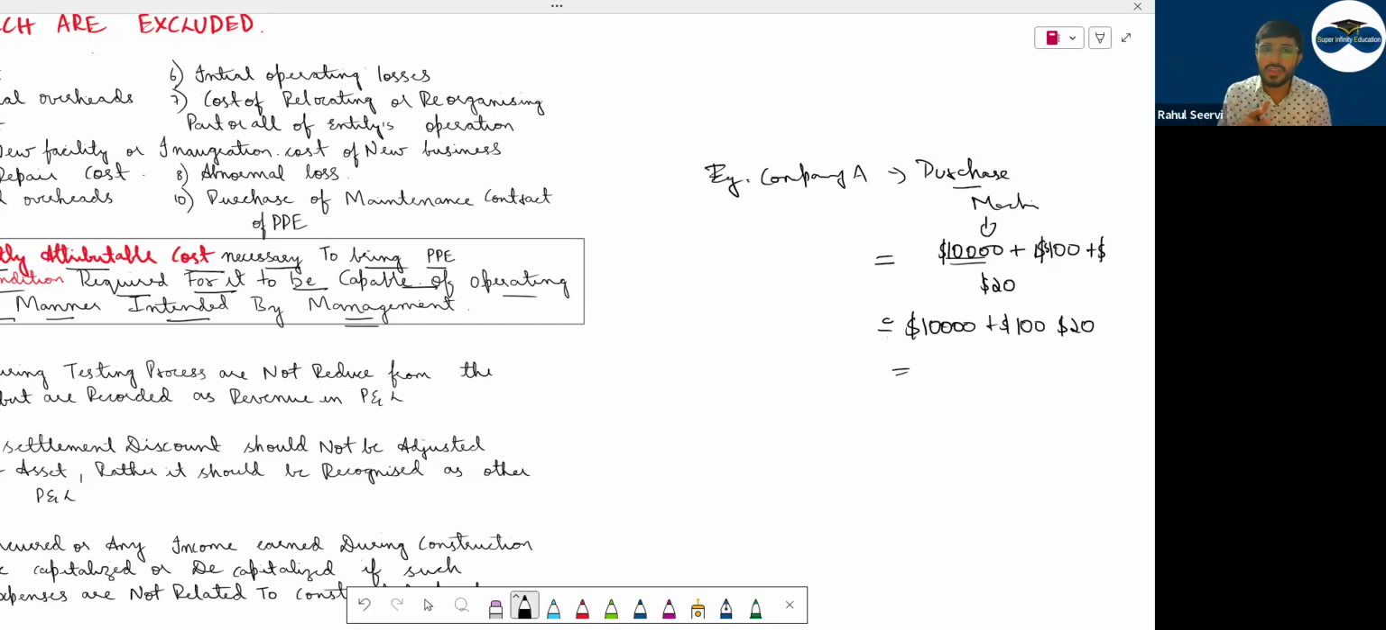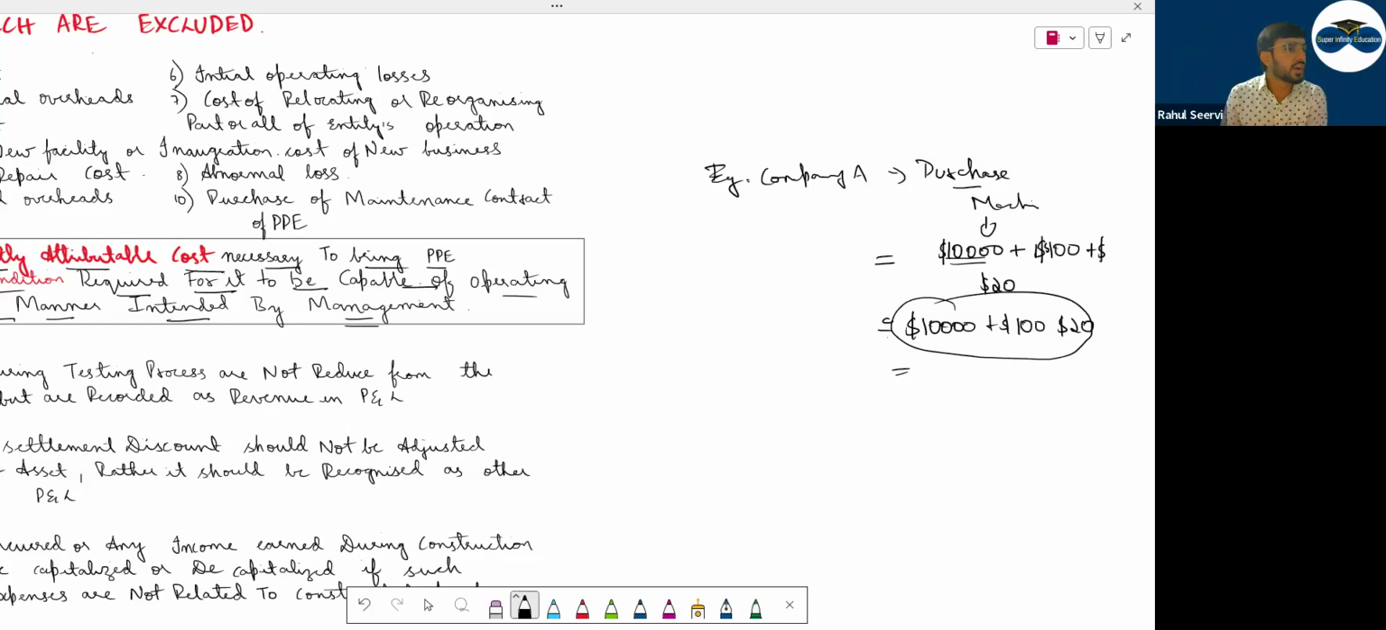Condition means that once the asset is in the factory, it should be usable. So to bring the machine to usage, I have to incur all these expenditures. Then you will say these are all included in the cost only. If the management says that this machine should be on the 5th floor of the company, then to take the machine from the ground floor to the 5th floor, that also will be included.